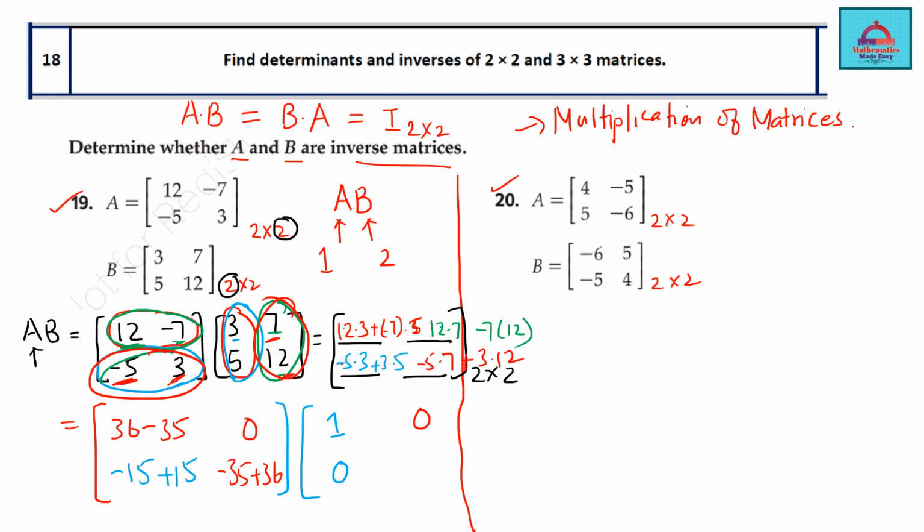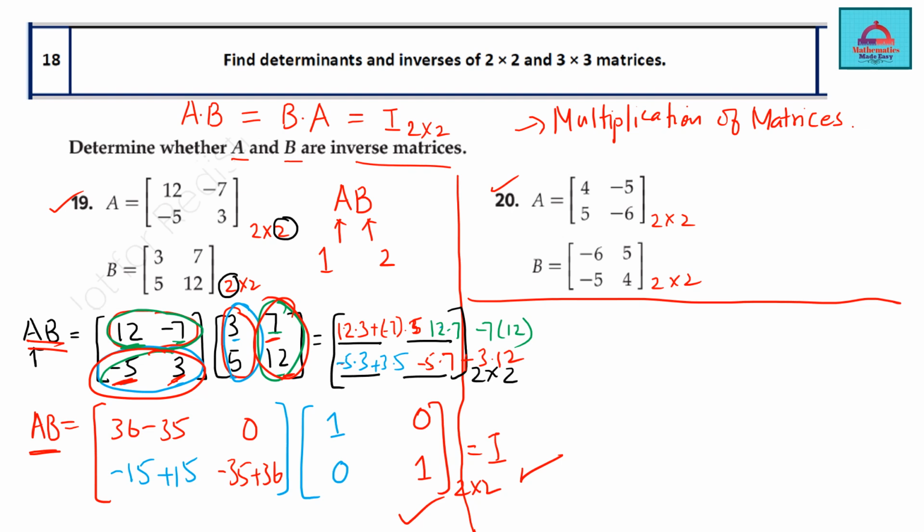So let's write 0, 1. Yes, we have got the correct answer. This is my identity matrix, order is 2 cross 2. So A multiplied by B, which we have done till now, is equal to identity. That is true. Similarly, you need to do B with A.